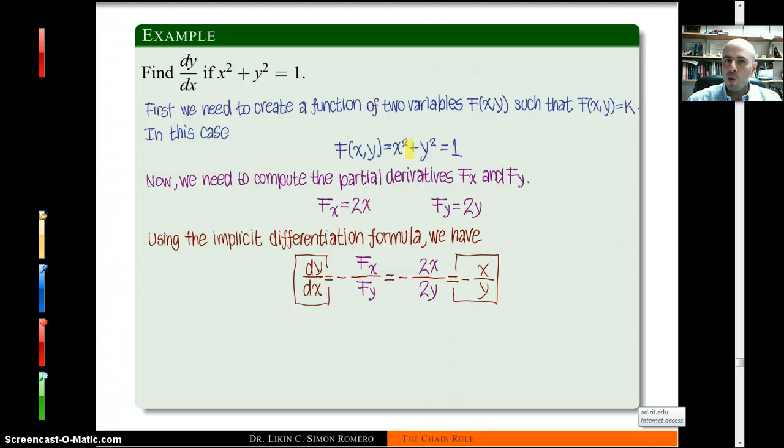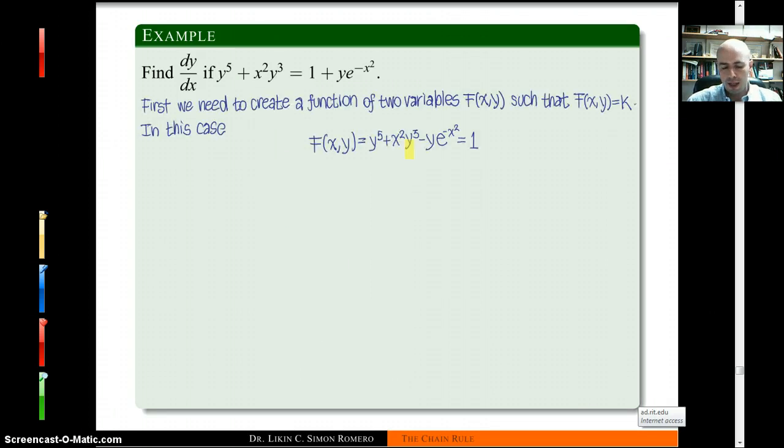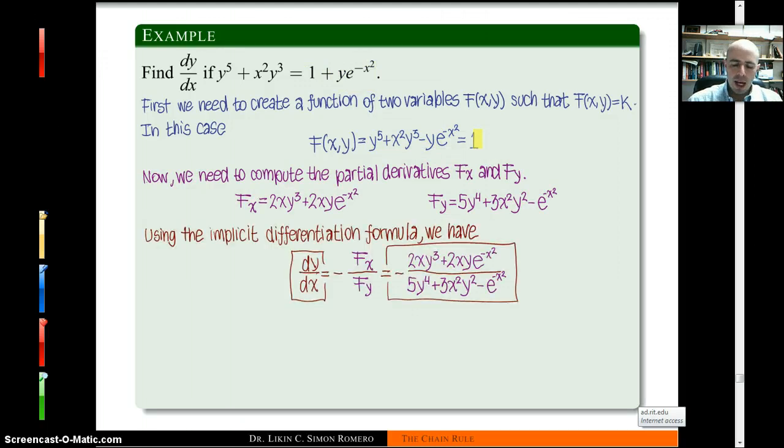Now, we want to use this implicit differentiation formula because we can do more complicated things, like for example this one. We do exactly the same thing. We need a function of two variables such that the function is equal to a constant. So I'm going to send these to the other side, and then we obtain a function equal to a constant. Then we do the same thing. We compute the partial derivatives with respect to x and with respect to y, and you use the implicit differentiation formula. Notice that this is way faster than doing the old implicit differentiation.